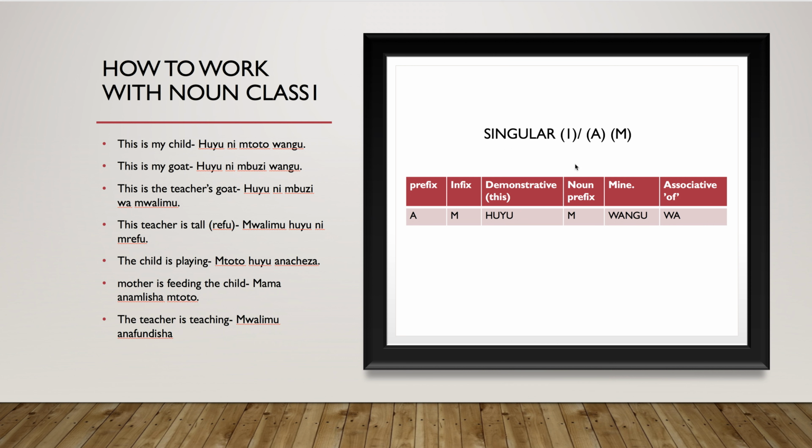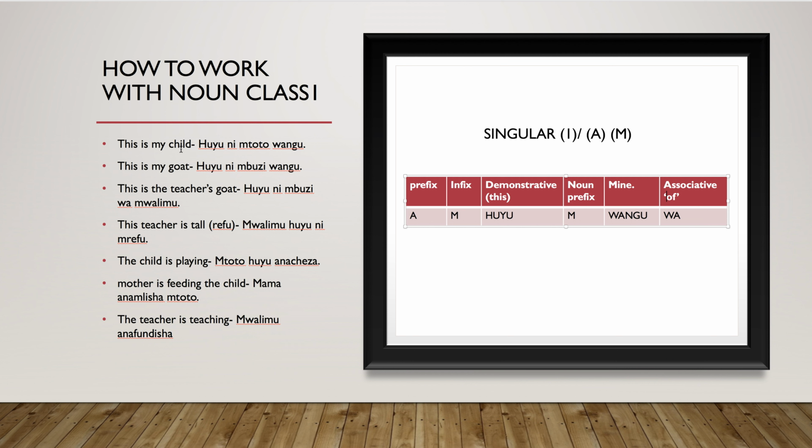So for noun class 1, just as a way of review, the prefix is going to be m, the infix is m. The demonstrative this is huyu. The noun prefix is going to be m, and mine is going to be wangu, and the associative of, that is showing the relationship between two words, is going to be wa. We have a few examples here that we can use to demonstrate this point.